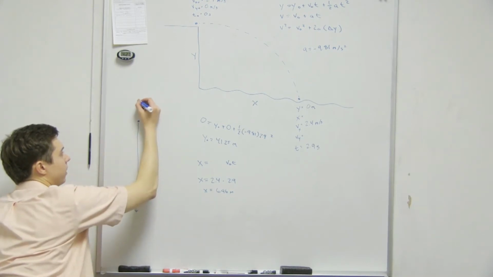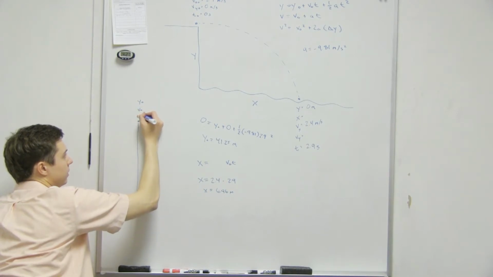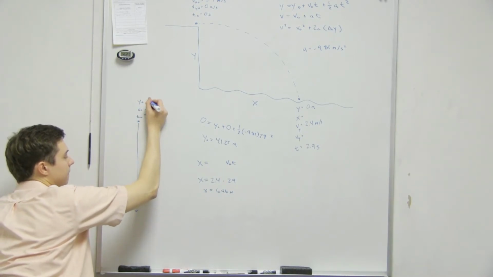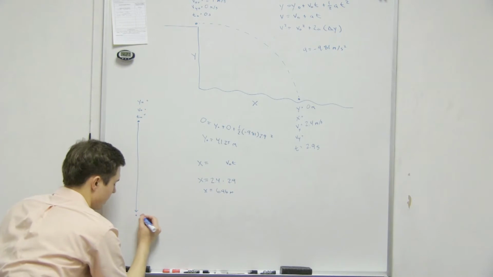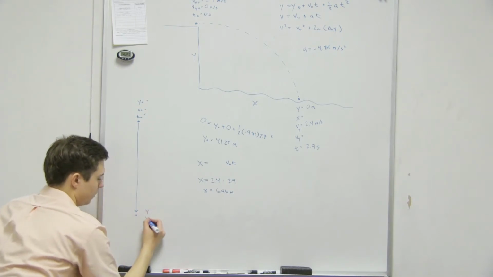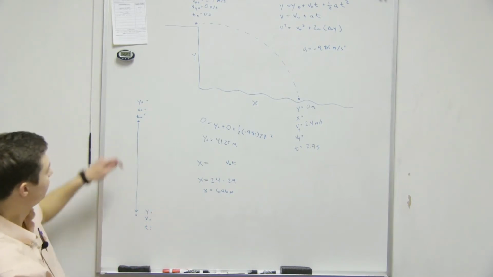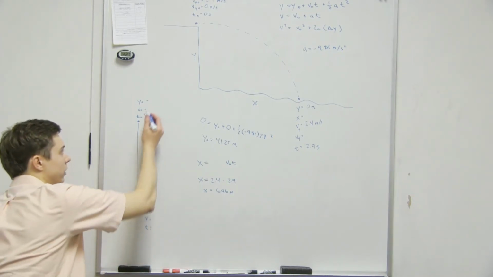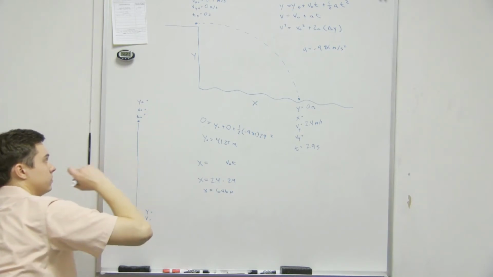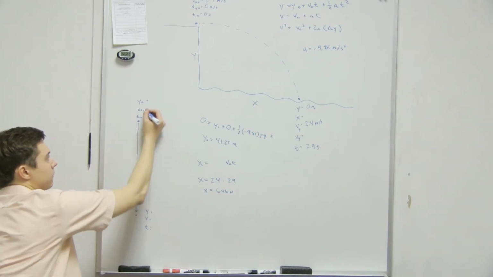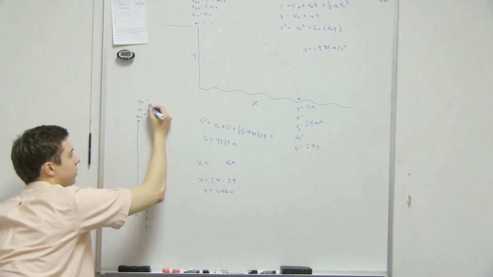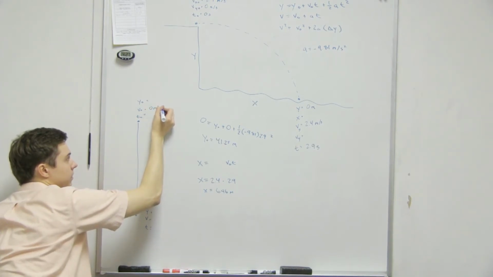So we know that we've got y naught, v naught, and t naught. And then down here, we've got y final, v final, and t final. So y naught is what we're looking for. V naught, we know is 0 meters per second.